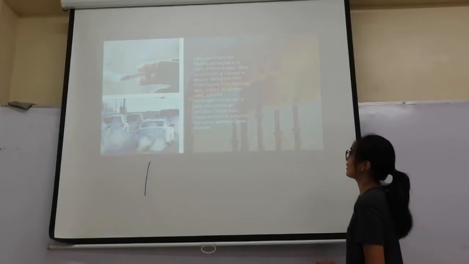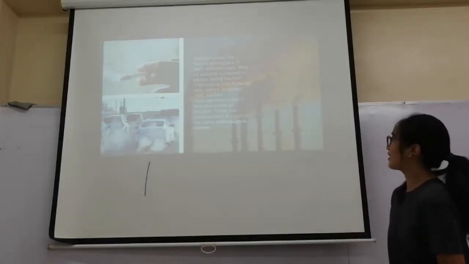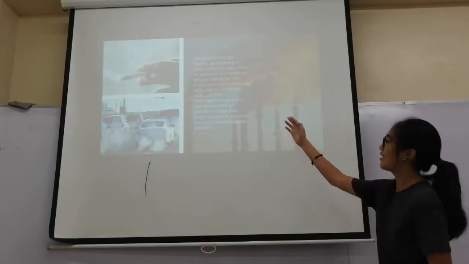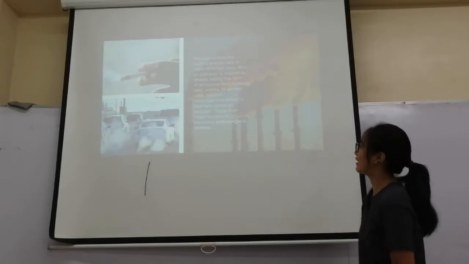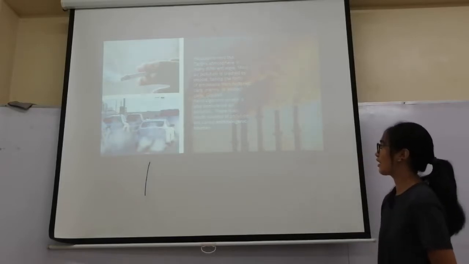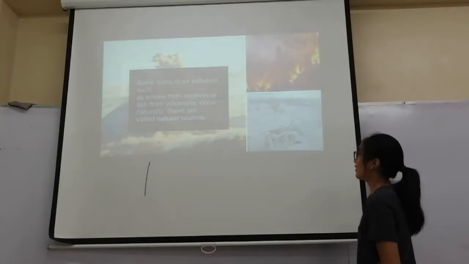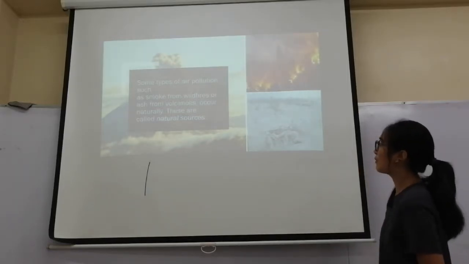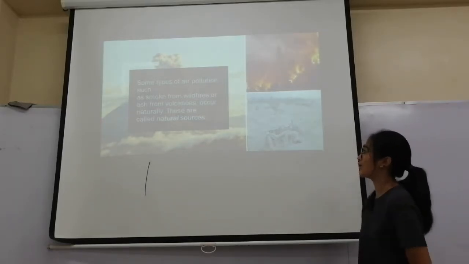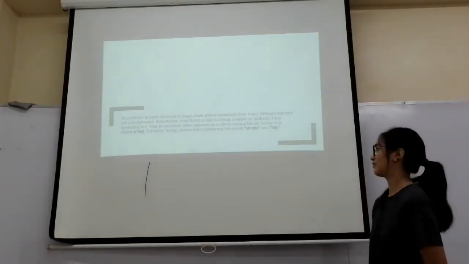Pollution enters the Earth's atmosphere in many different ways. Most air pollution is created by people, taking the form of emissions from factories, cars, planes, or aerosol cans. Secondhand cigarette smoke is also considered air pollution. These man-made sources of pollution are called anthropogenic sources. Some types of air pollution, such as smoke from wildfires or ash from volcanoes, occur naturally. These are called natural sources.